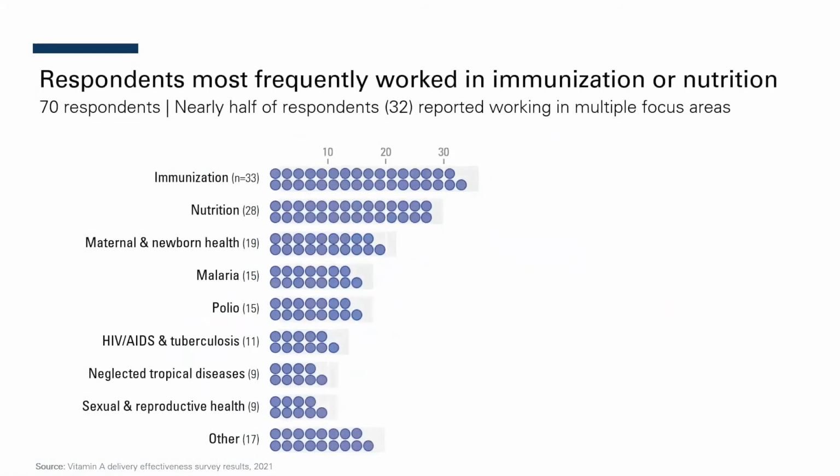Yes, so the dots are moving slowly into position, but this is just to show you that we had pretty good representation in the response from a range of different programs. So it was not just vitamin A supplementation respondents. We had most respondents from immunization and nutrition programs, of which vitamin A supplementation is one, but also maternal and newborn health, malaria, polio, HIV, AIDS, SRH, and NTB programs. Several respondents, we were very pleased to see, had experience from more than one program. So they offered really broad perspective. Next slide, please.